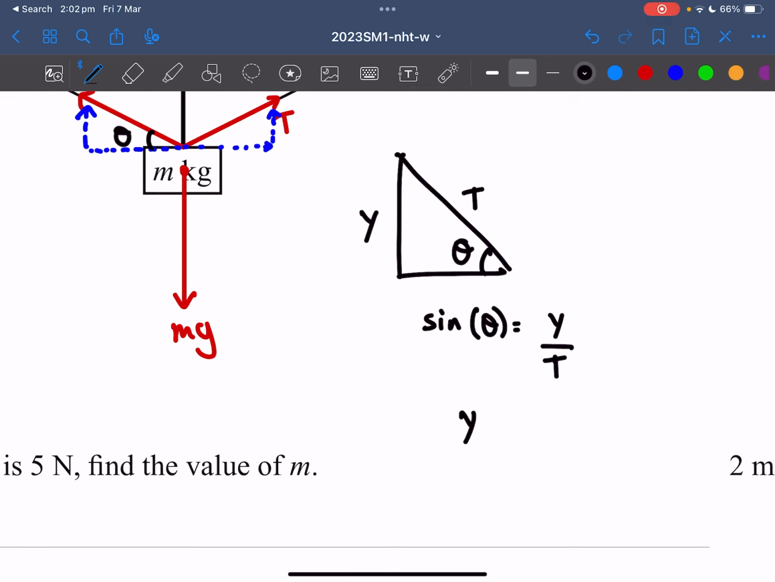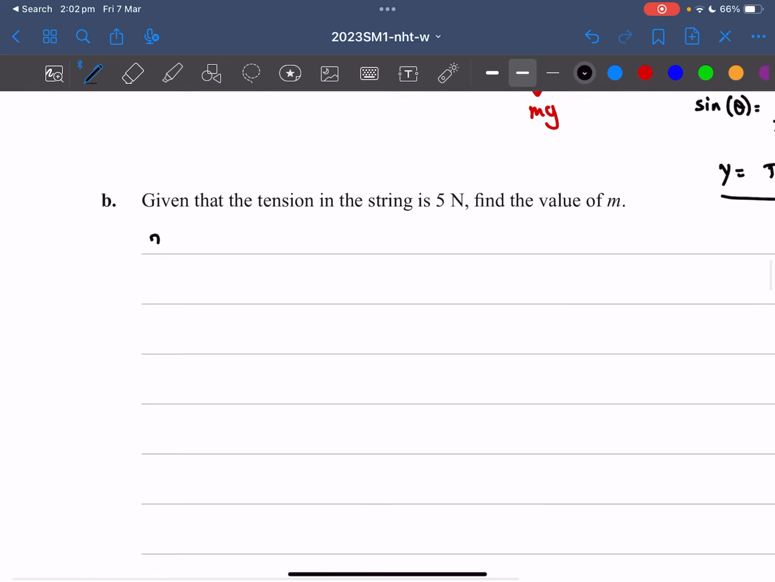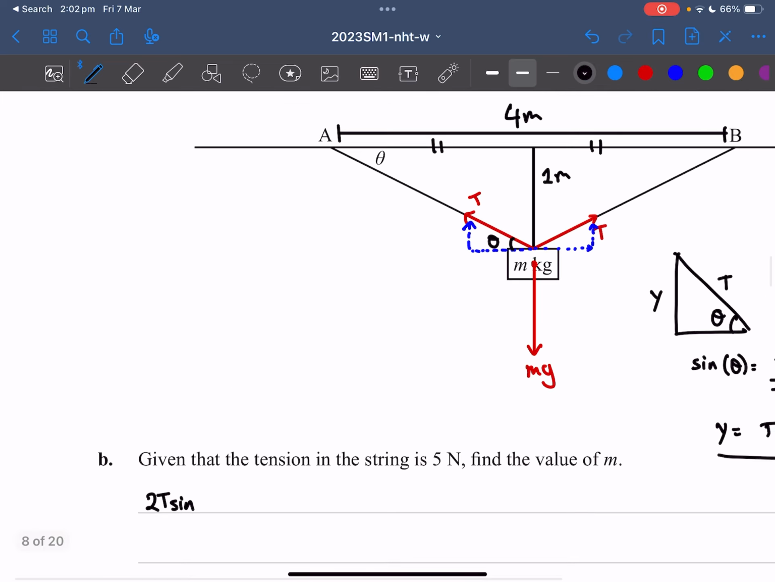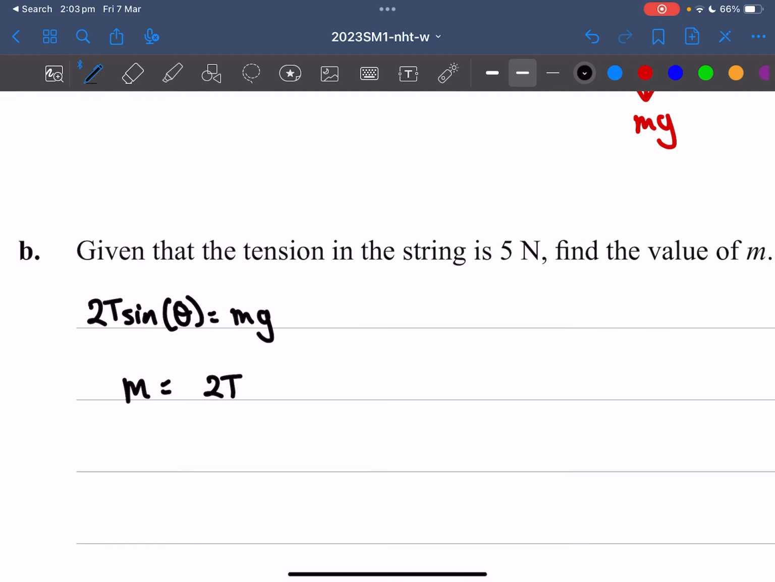And then our y is equal to T sine of theta. Okay, so what we can say is 2 times T sine of theta, because there are 2 vertical components for 2 strings, is equal to mg, right? So what are we finding? We are finding the value of m. So m is equal to 2 times tension sine of theta divided by g, right?